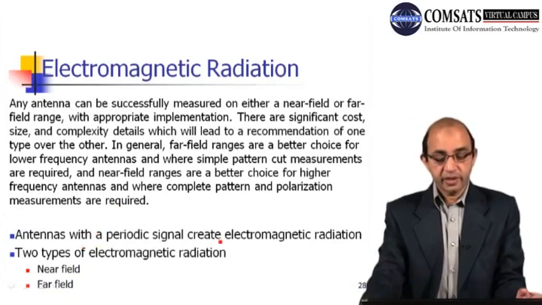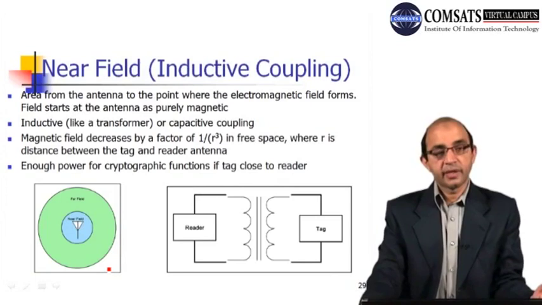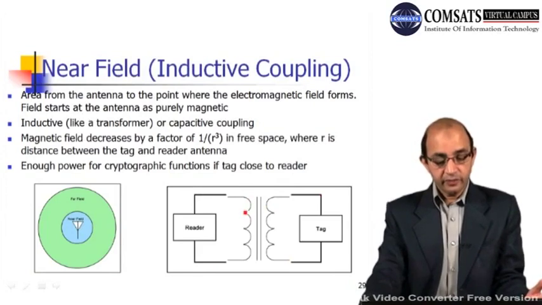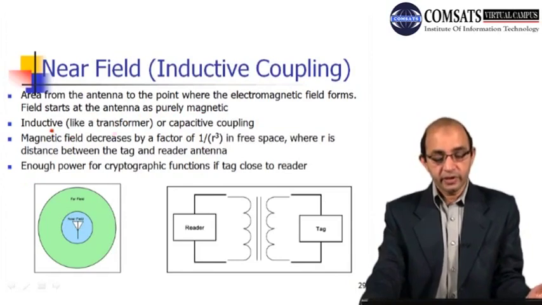So an antenna with a periodic signal creates electromagnetic radiations. We have two types of electromagnetic radiations, near field and far field. Here we have some details regarding the near field, which is the inductive coupling. You can see that we have the inductance, and that is producing inductive couplings in the circuitry at the tag side. The area from the antenna to the point where the electromagnetic field forms; fields start at the antenna as purely magnetic, right? So inductive, like a transformer, where we have secondary and primary coils like this, or we can also have a capacitive coupling.